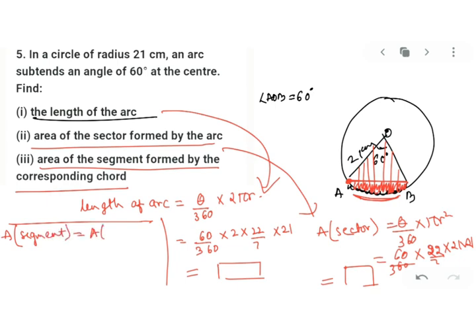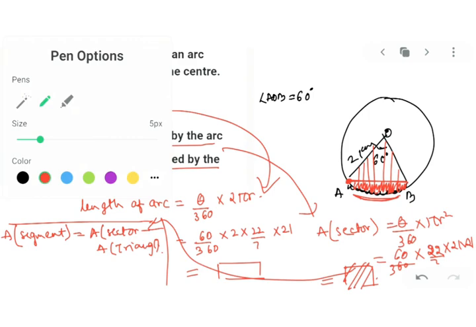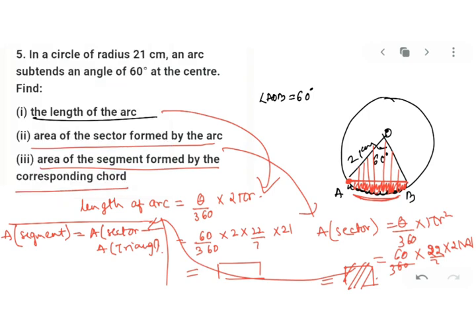area of sector minus area of triangle. Area of sector just you have found here. So that sector area you will put it here. What will be area of triangle? I am coloring blue there. Please check. This is the triangle.